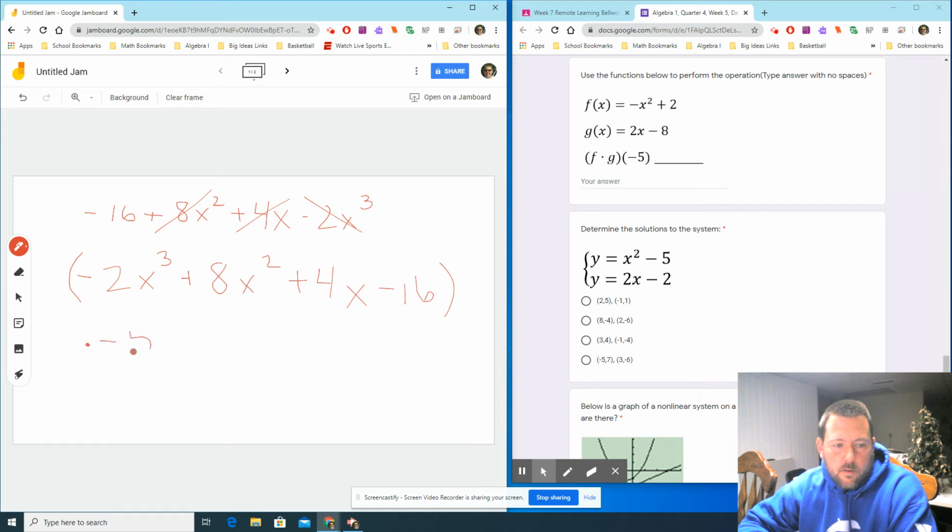Okay. All right. So multiply all of that by negative 5, so 10x cubed, negative 40x squared, negative 20x, and positive, is that 80, I think?